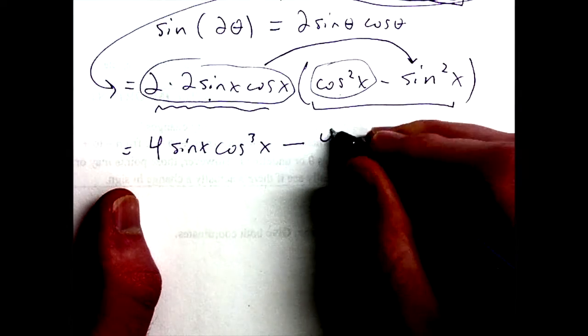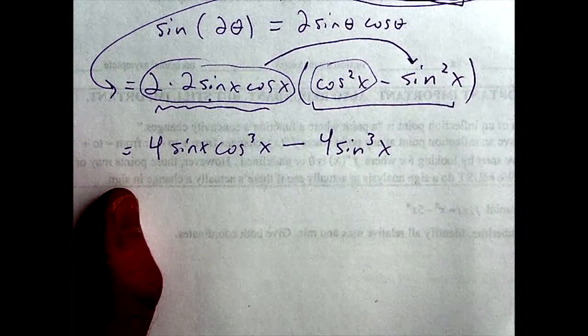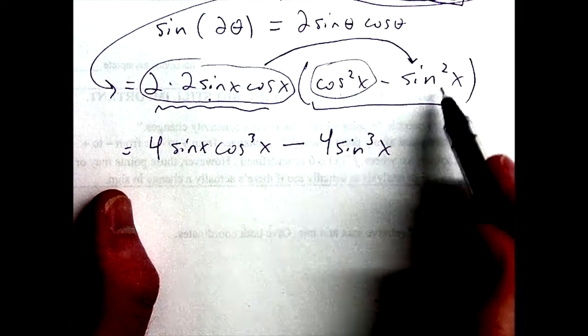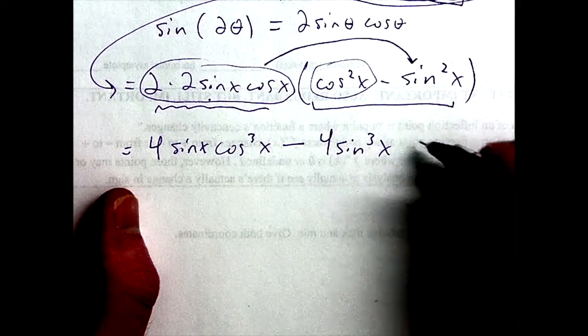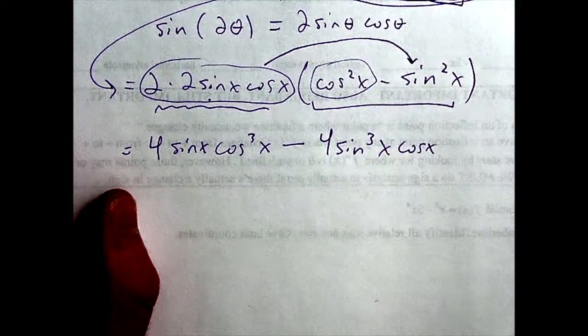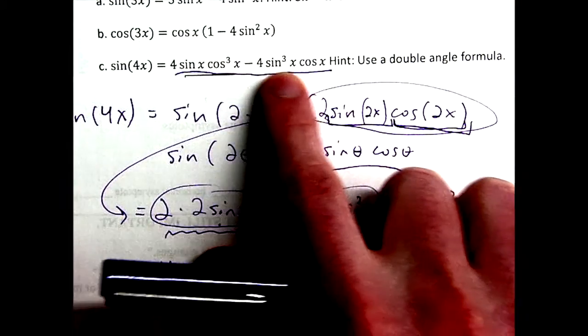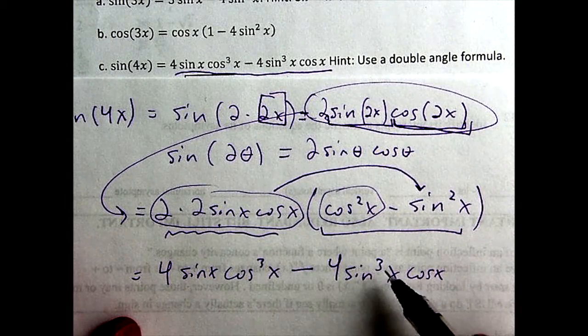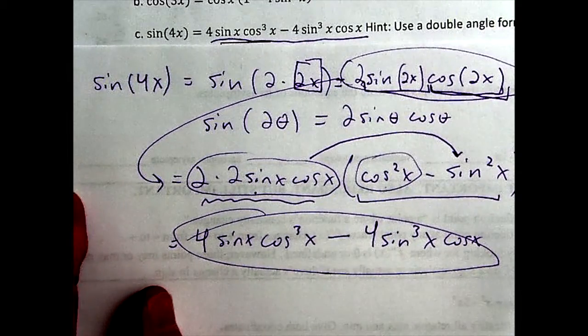So that's 4 sine to the 3rd x. Sine to the 3rd because I've got sine x here times sine squared is going to be sine to the 3rd. And then just the 1 cosine x. That is exactly the identity that I had on the right-hand side, right? So does that? Yeah, that's it. Okay, cool. So that's that identity right there.